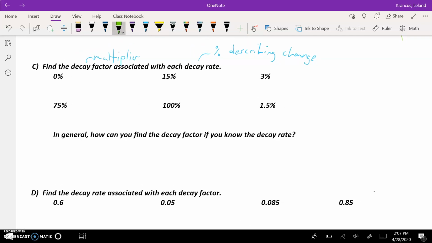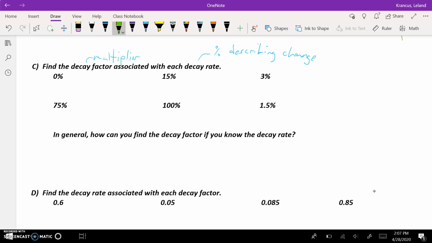So like I did before, when you're thinking of these, think about a hypothetical 100. It could be $100, it could be 100 milligrams of medication, it could be 100 people with the coronavirus. And then you're thinking about what would you multiply that number by to achieve these percentages of change? 0, 15, 3, 75, 100, 150. So that's what I'm going to talk through as you check your work.